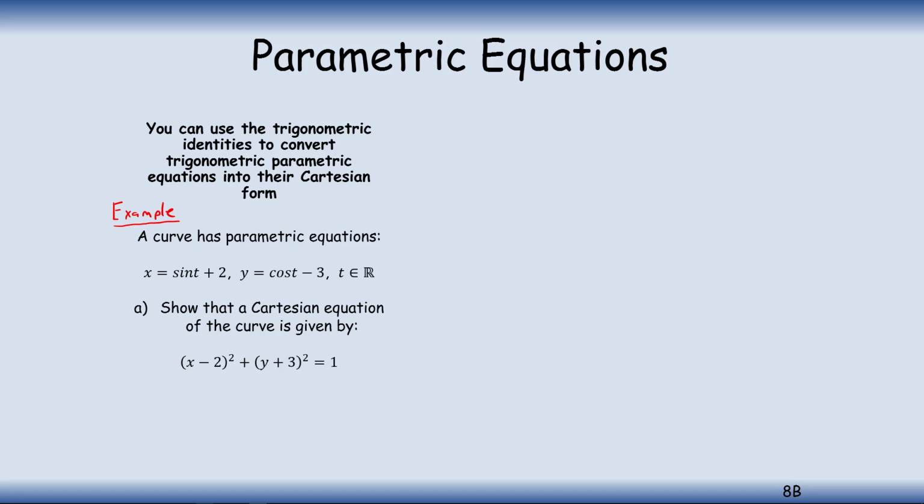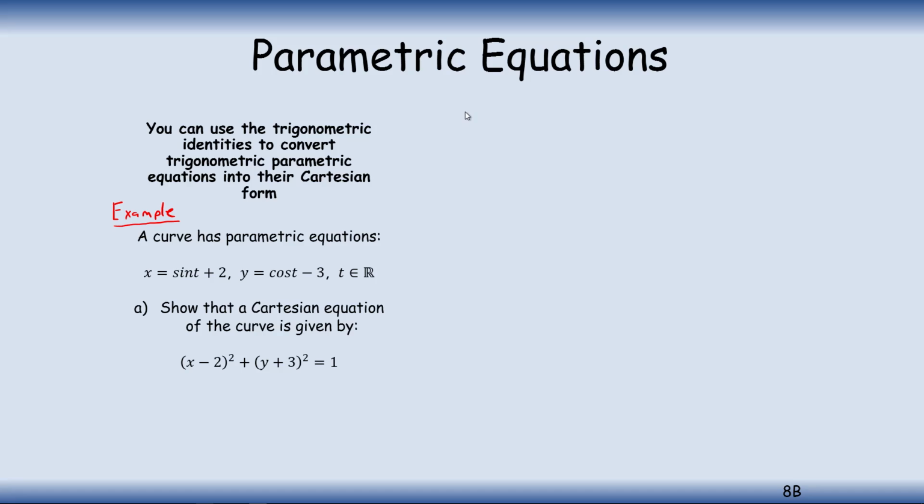So we have this example. It's a curve with parametric equations: x equals sine t plus 2 and y equals cos t minus 3, t is in the reals. For part A, it says show that a Cartesian equation of the curve is given by (x minus 2) squared plus (y plus 3) squared equals 1. Looks like a familiar curve there. It's an equation of a circle. So we want to find this equation of a circle.